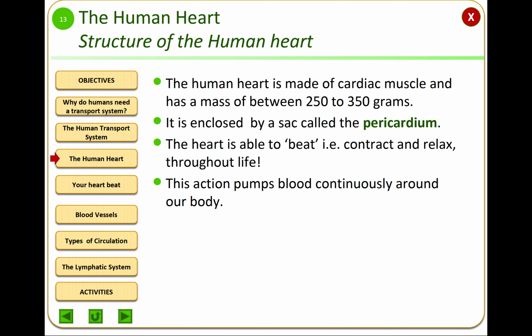The human heart has a mass of 250 to 350 grams. We can find that it's in a sac called the pericardium. The heart is able to beat, which means it's contracting and relaxing throughout life, and this action pumps blood continuously to the entire body.